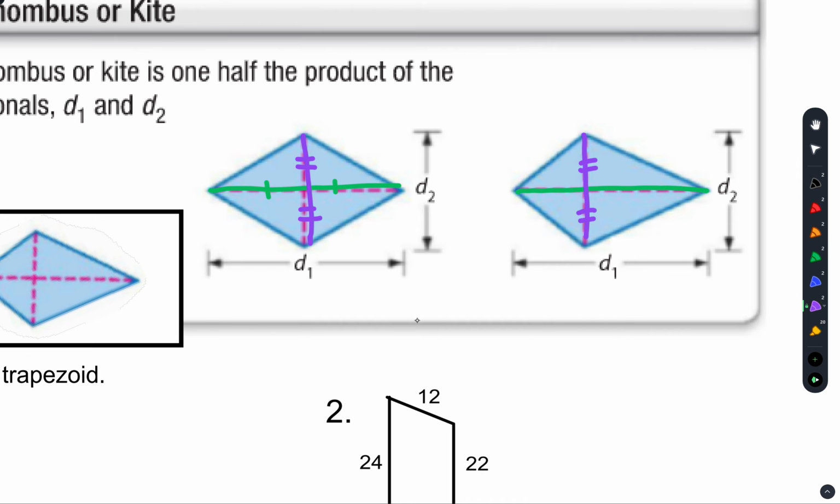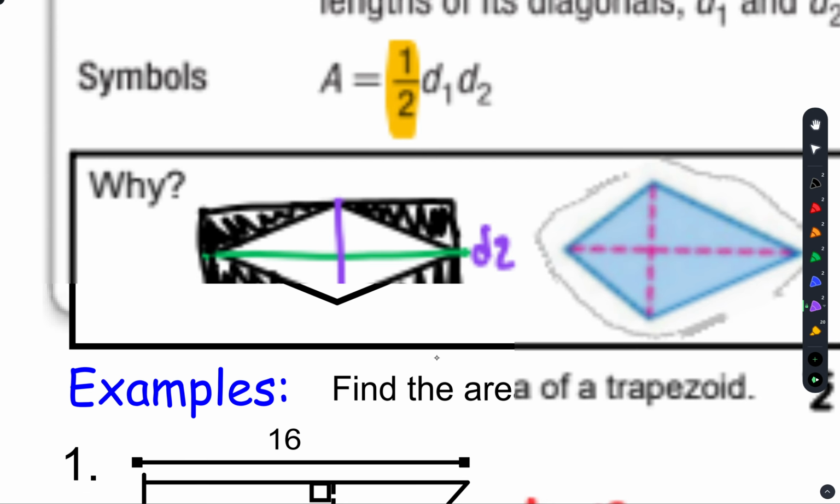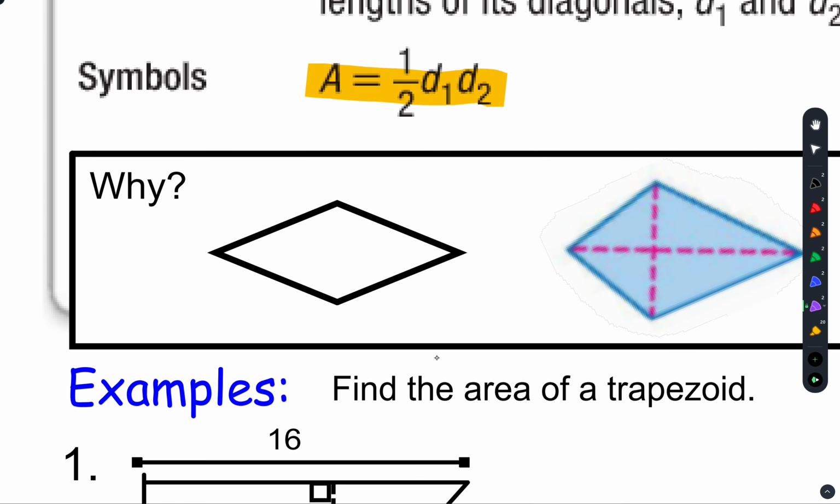Where do these formulas come from then? How do we get that the area is 1/2 diagonal 1 times diagonal 2? We're going to imagine that we take this rhombus and we're going to put it into a rectangle.